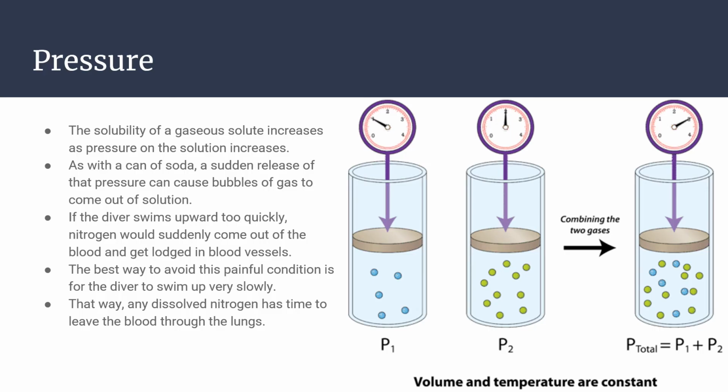Pressure. The solubility of a gaseous solute increases as pressure on the solution increases. As with a can of soda, a sudden release of that pressure can cause bubbles of gas to come out of solution. If the diver swims upward too quickly, nitrogen would suddenly come out of the blood and get lodged in blood vessels. The best way to avoid this painful condition is for the diver to swim up very slowly. That way, any dissolved nitrogen has time to leave the blood through the lungs.